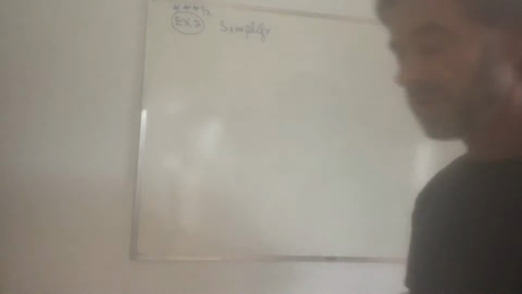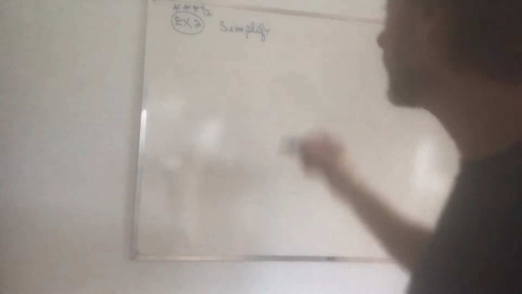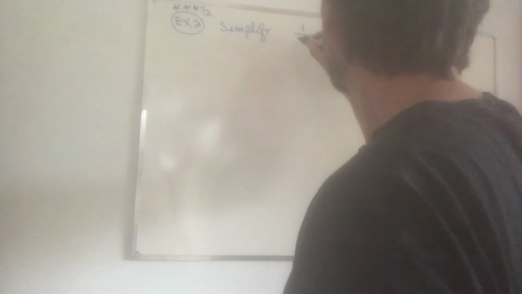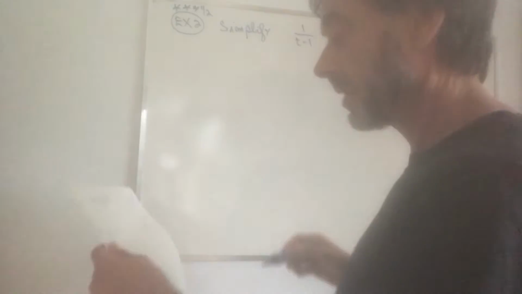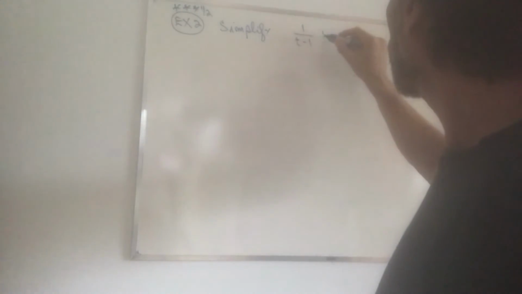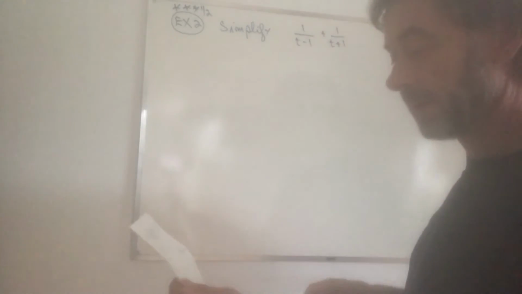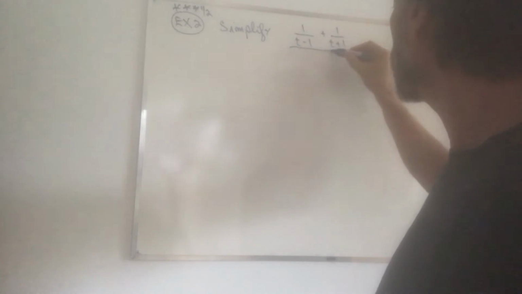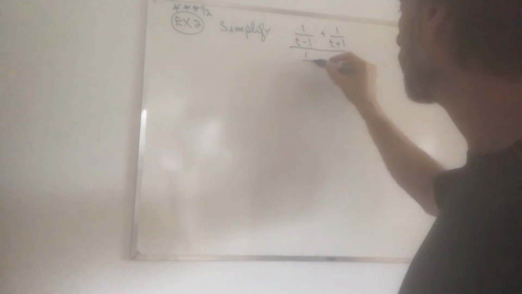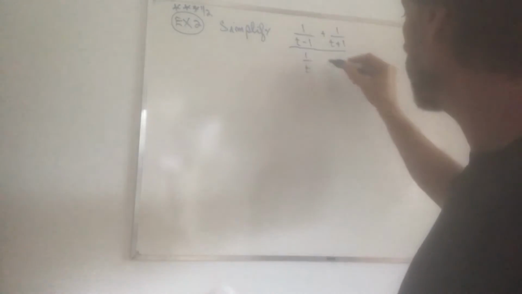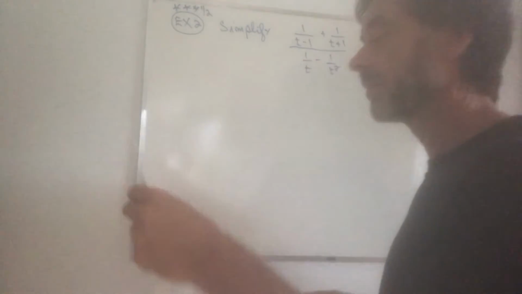And we want this time to simplify the following expression: 1 over t minus 1 plus 1 over t plus 1, all of that divided by 1 over t minus 1 over t squared.